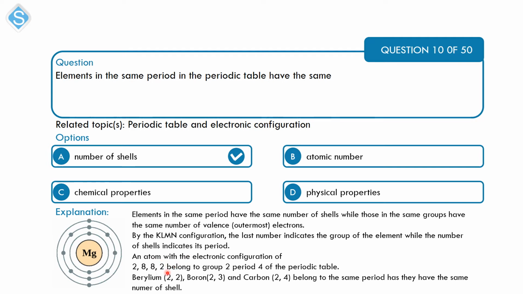Another thing that we can also do with this configuration is find the atomic number of that element. And how do you do that? It is simply by adding up all of these numbers. So when you add up these numbers, you have 2 plus 8, that is 10, plus 8, 18, plus 2, that is 20. So this atom has an atomic number of 20, and so this of course is calcium. One other thing that I would like to mention is that elements that have the same number of valence electrons have similar chemical properties.